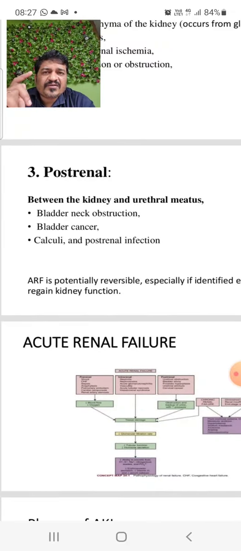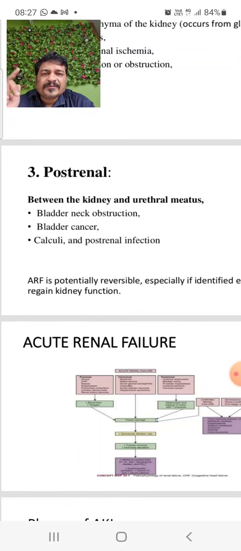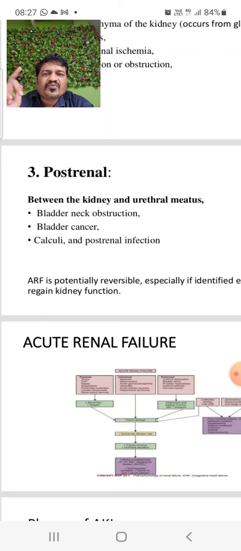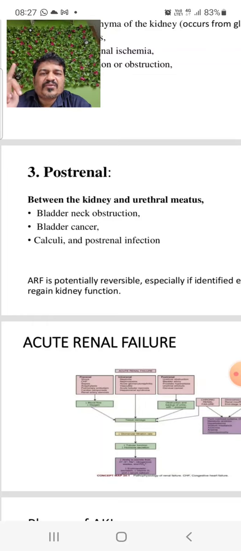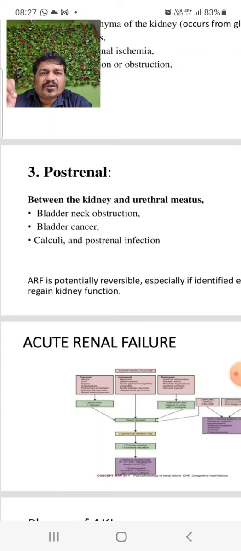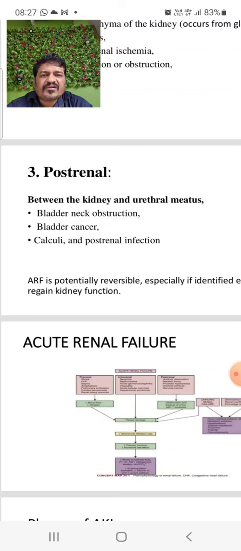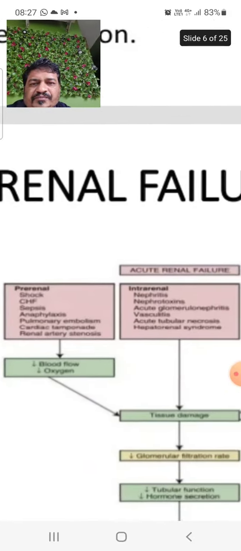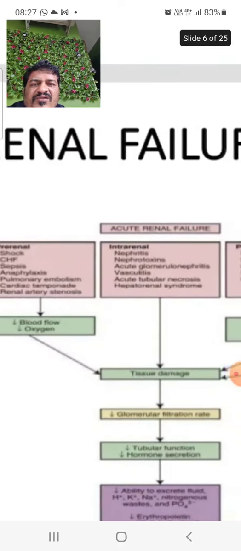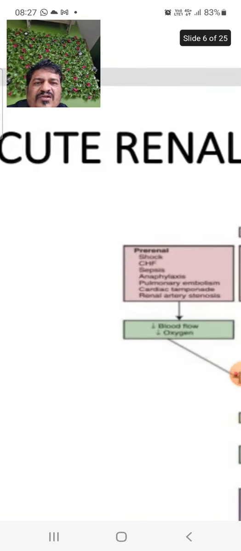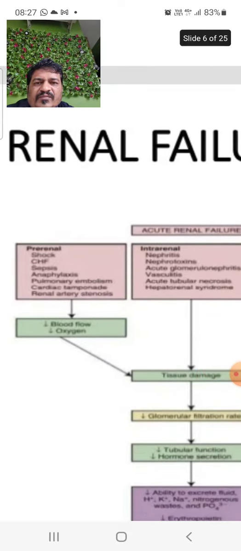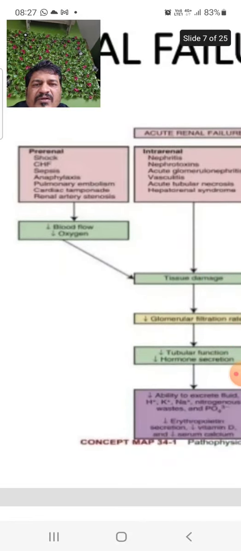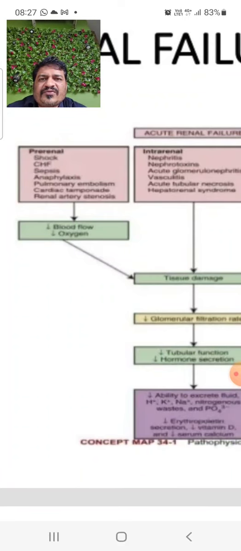Many times in our clinical practice, if a patient comes to you with severe vomiting or loose motions, it is a must for us to ask about urine output, because many times renal shutdown happens due to dehydration. So in acute renal failure we can easily see the prerenal causes, intrarenal causes, and postrenal causes. These are the three major categories in which we see patients of acute kidney injury.